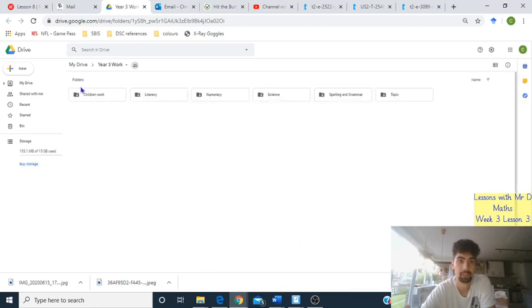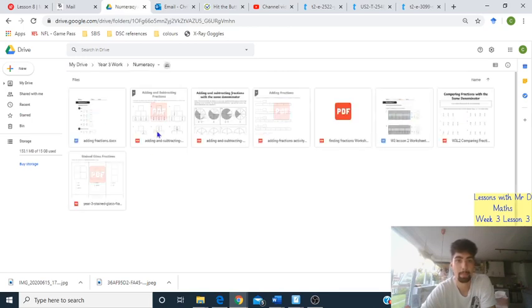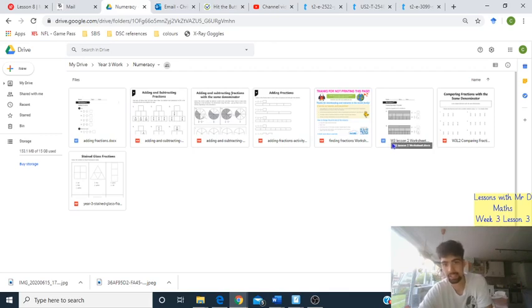That should take you to the Year 3 section, and it's pretty well labelled. So if you were doing numeracy, which we are doing now, you go to the numeracy folder, and all the work should be there. I'll try and label things with the same lesson. So if it's week 3, lesson 2, I'll try and label the worksheets week 3, lesson 2, and you'll see in the video title here what lesson you're on.